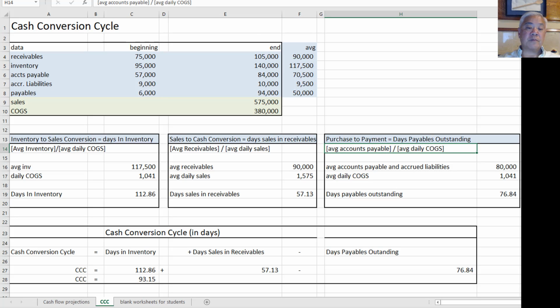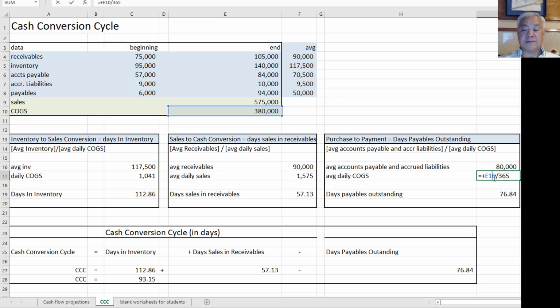And here, the book's definition is average accounts payable and accrued liabilities, with the assumption that the accrued liabilities are all operating expenses. Not a bad assumption. So here, our average AP and accrued liabilities is a sum of 70 and 9,500, and our daily cost of goods sold, as we've seen before, is 380 divided by 365. So the days payable outstanding is 76.